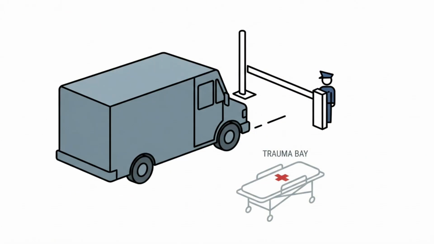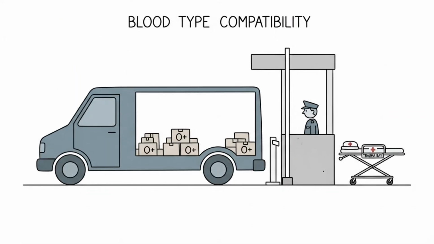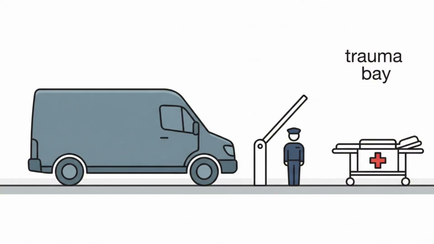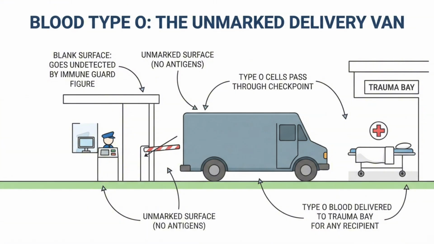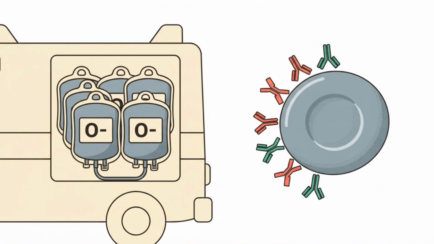Because there's nothing on it to flag as foreign, it can roll through almost any checkpoint in the body without triggering an alarm, which is exactly why Type O negative blood is called the universal donor and gets rushed to trauma bays when there's no time to test a patient's type. Unlike Type AB blood, which carries both logos and can therefore only donate to a narrow slice of the population, Type O's blankness is its superpower.